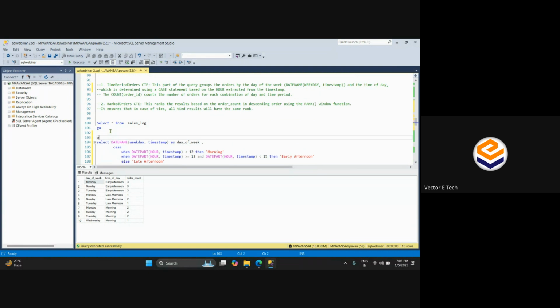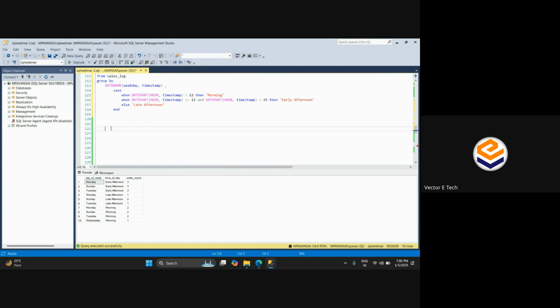So let us make it a CTE. Always try to use a meaningful CTE name. We'll call it time_period_orders. I'll close this parenthesis and I'll put a comma.